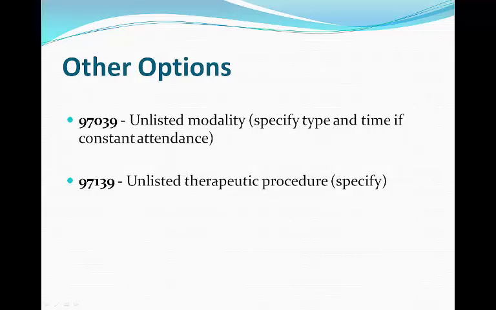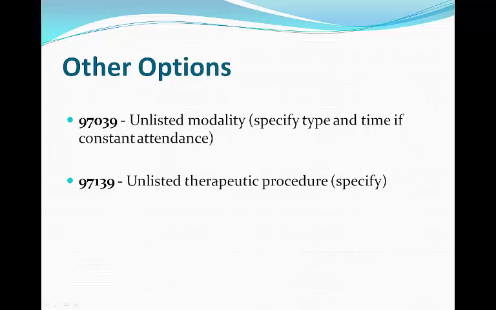If the low-level laser code, the S code, isn't accepted by your policy, as it isn't by some because it is a HCPCS code, there are a couple of other options for you. The 97039 is an unlisted modality, and in this you'd specify the type and time if it's constant attendance. This would be your most likely other option if the S8948 wasn't permitted by a particular policy. You would use this on your claim form, and define the type of service in the red shaded area.